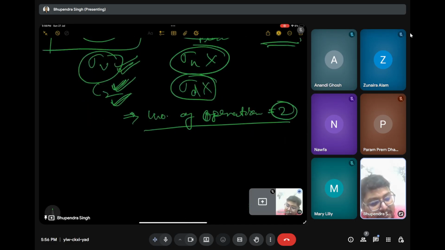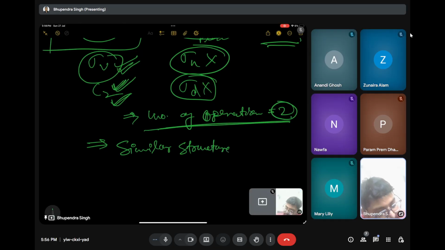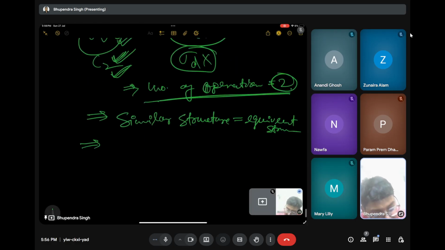Number of operations required to reach the identical structure is 2. So one thing also you can remember: similar structure is equal to equivalent structure. Okay. Next thing is the same structure.